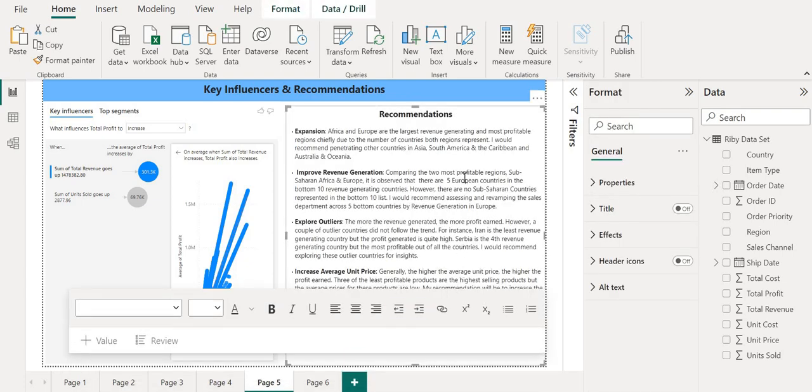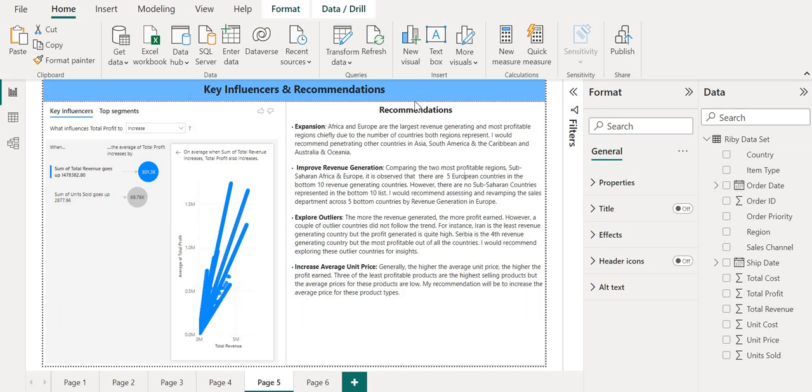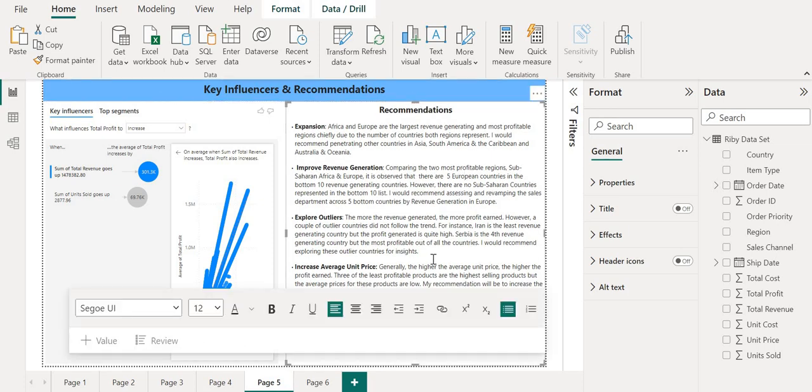Okay, so this is more like a summary. If you want to know how I did this, it's just a text box, right? And I type things in. So this is basically a summary of all the insights I've uncovered from page 1 to page 5. And these are my recommendations, right?